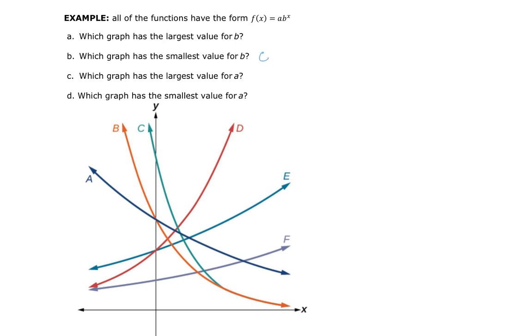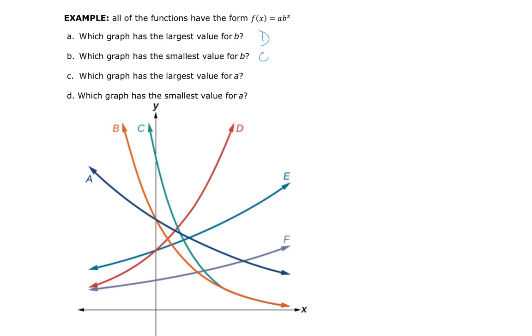Now, similarly, the flatter it is, the closer it is to 1, and the steeper it is, the further away from 1 it is, toward positive infinity. So D has to be the one that has the biggest b value.